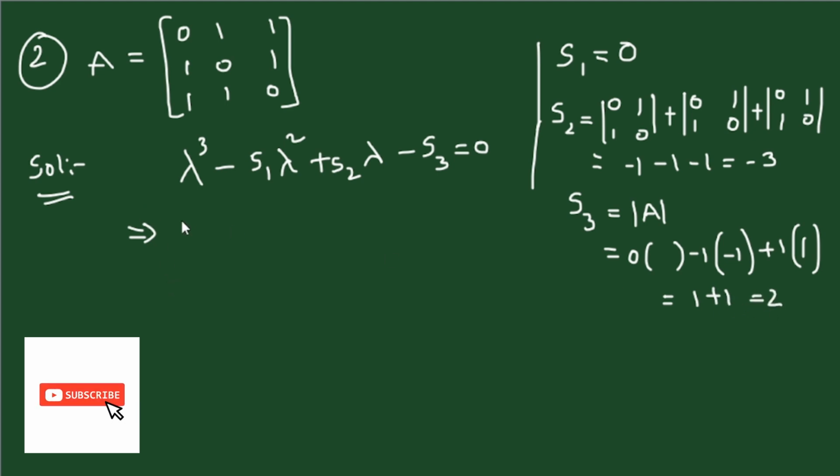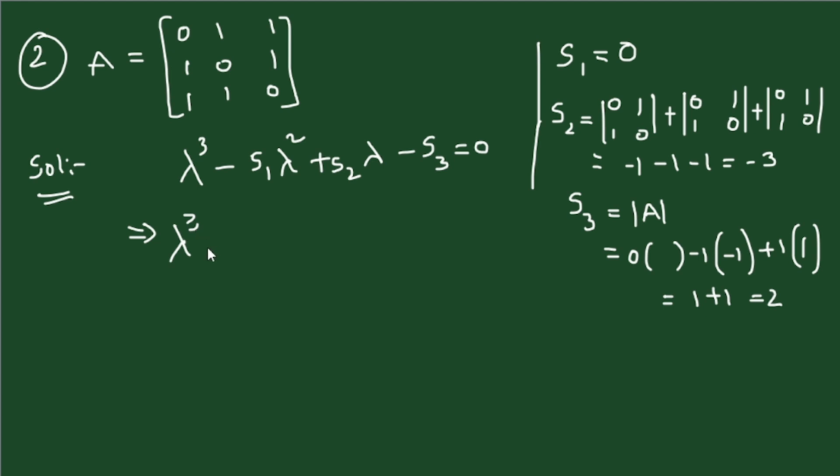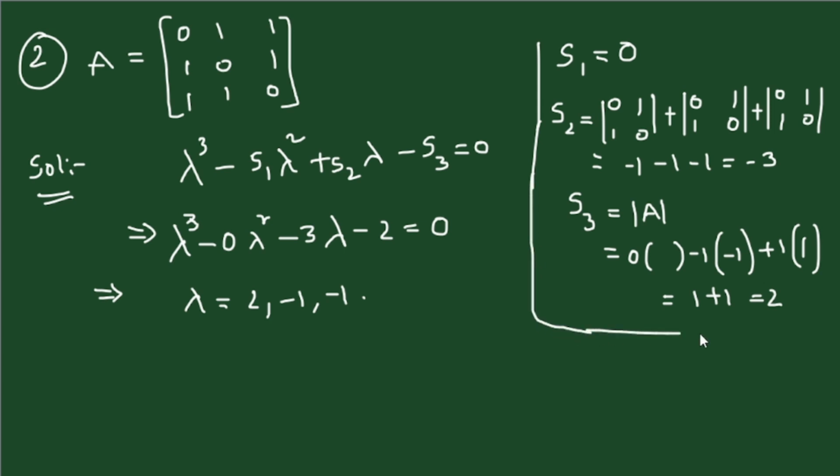So therefore, the characteristic equation is lambda cube minus S1 lambda square plus S2, but S2 is negative here, therefore minus 3 lambda minus S3, S3 is 2. So if you use a scientific calculator, you will get the eigenvalues as 2, minus 1, minus 1. 2, minus 1, minus 1 are the eigenvalues of this given matrix.